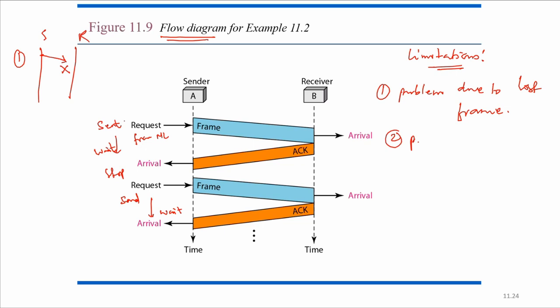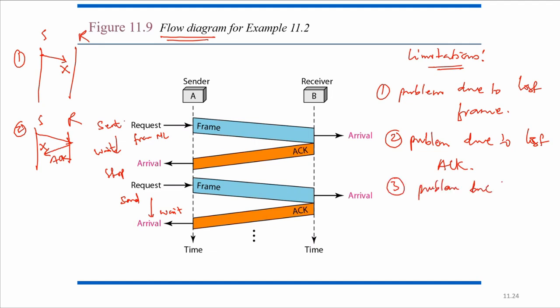The second problem is the problem due to a lost acknowledgement. So this is the sender and the receiver. The sender has sent the frame, and it has been received by the receiver, but once the acknowledgement is sent by the receiver, it got lost in between. It has not reached the sender side. So if the acknowledgement is not received at the sender side, again the sender will keep on waiting. So that is the second problem.